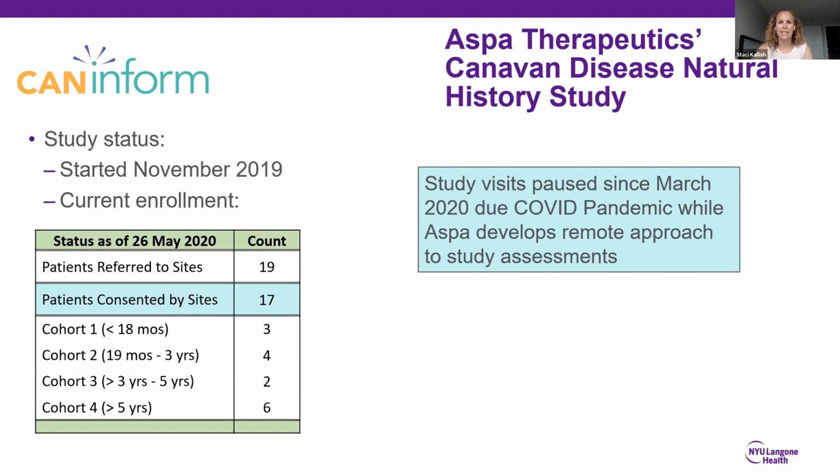And along those lines, is there an upper age limit to cohort 4? So obviously you spoke mostly about children and development, but we know that our Canavan community includes young adults, and obviously greater than 5 years of age is a big age range. So is there an upper age limit?